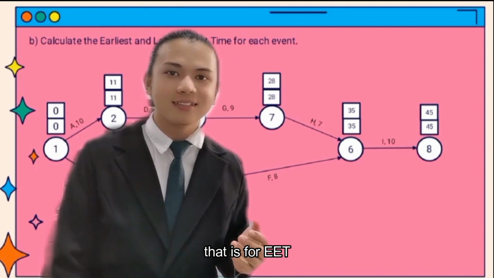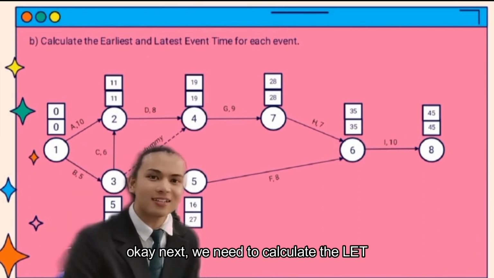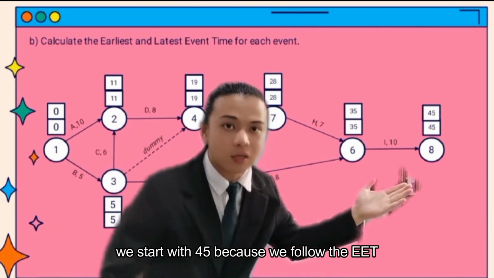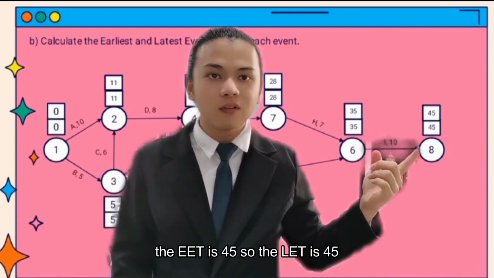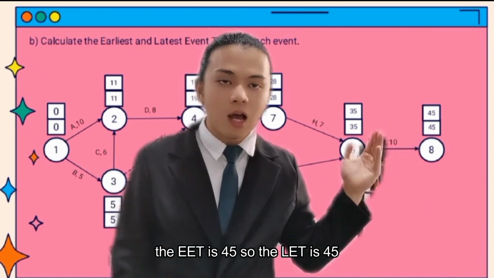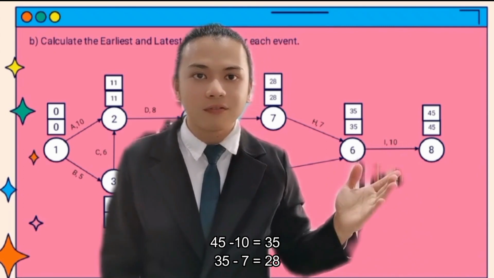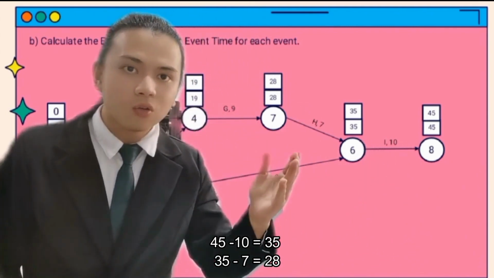That is for EET. Okay, next, we need to calculate the LET. We start with 45 because we follow the EET. EET is 45, so LET is 45. 45 minus 10 equals 35. 35 minus 7 equals 28.